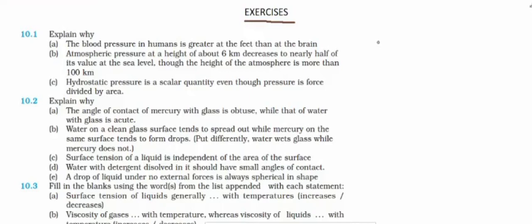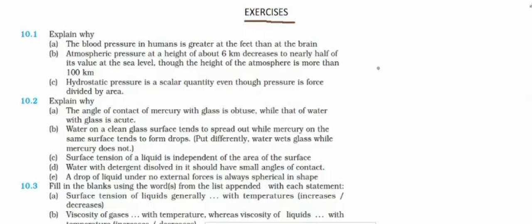While when you take the pressure at the brain, you can see it is only due to the pressure of the blood due to the action of the heart. But at the feet, along with that pressure, there will be the pressure of the fluid column, which is equal to h rho g.